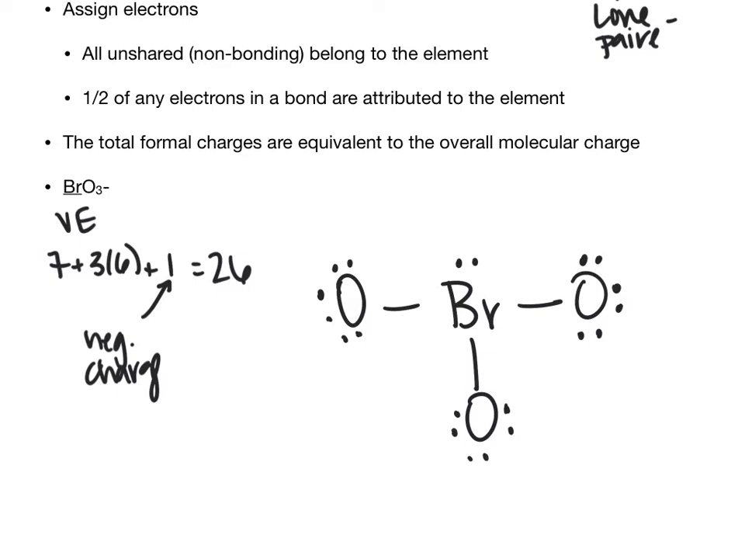Now, when we look at this, we're going to ask, does everyone achieve octet? If you look at any of our elements, 2, 4, 6, 8, 2, 4, 6, 8. I'm not going to do it for all of the oxygens because in this case, they're all the same. But we know that there's a negative charge, and the question is, where is the negative charge? Which element is it on, or is it on more than one element? So we can start to calculate that.